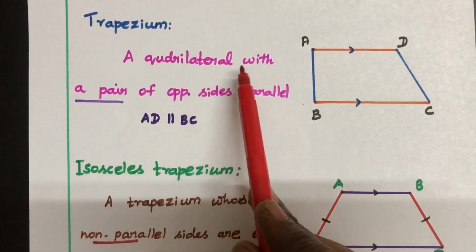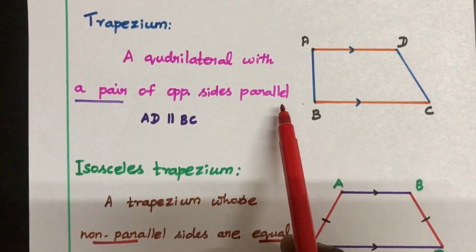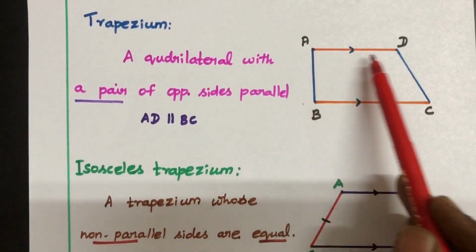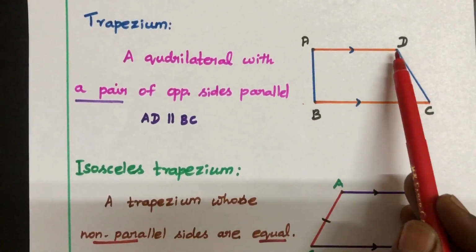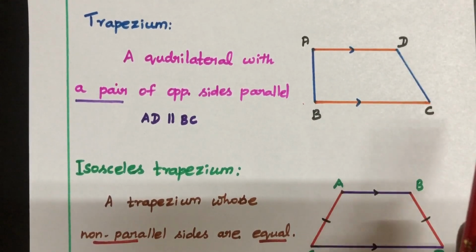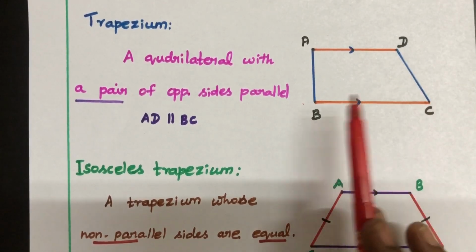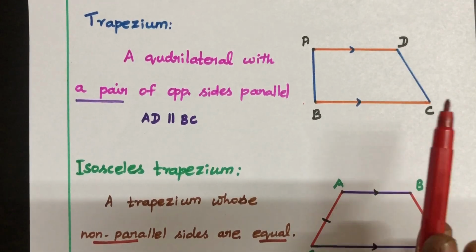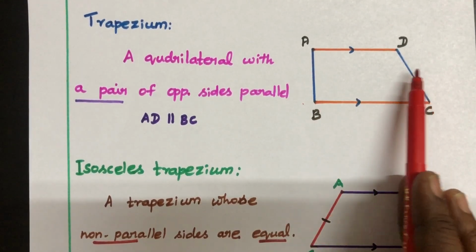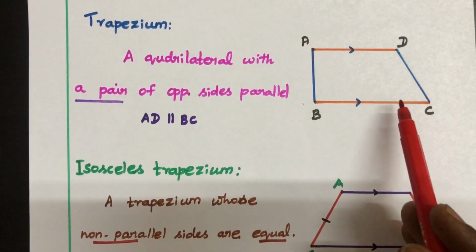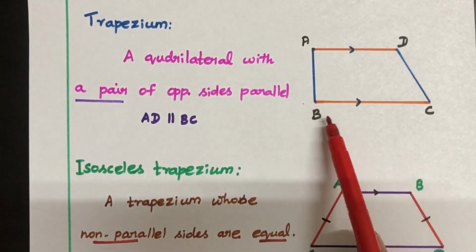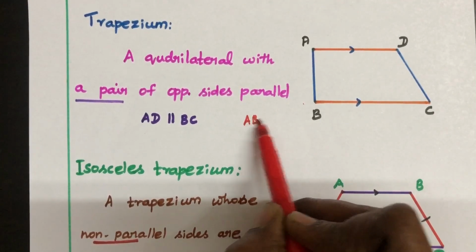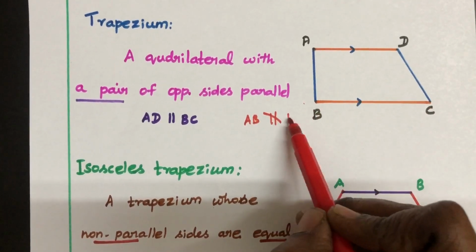Trapezium: a quadrilateral with a pair of opposite sides parallel. That's all. See, the opposite sides, the length may vary, but it should be parallel. But the other 2 sides are not parallel. That is called trapezium. Just have a clear concept. It is very easy. If a pair of opposite sides is parallel and the other pair of opposite sides is not parallel, that is called a trapezium. See here, AD is parallel to BC, but AB is not parallel to DC, right?